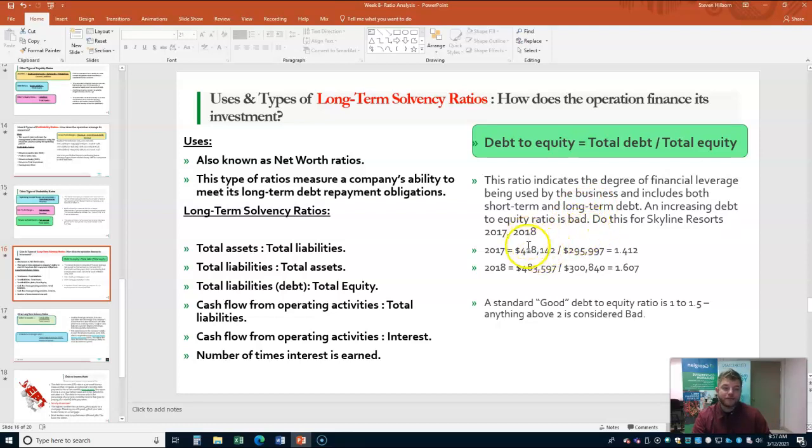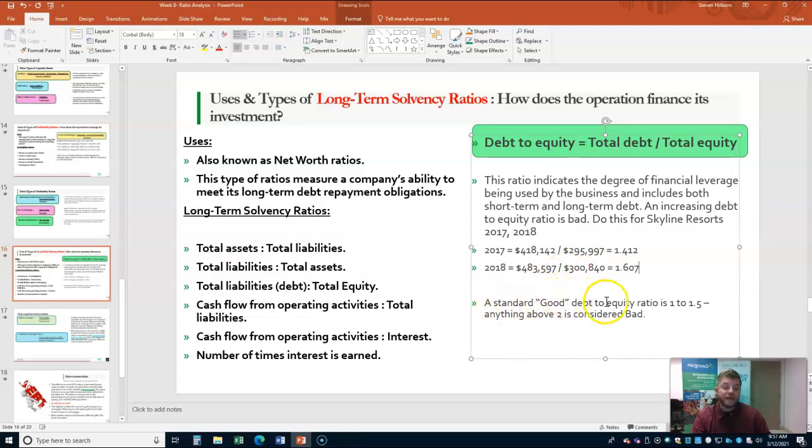So if we do it for Skyline Resorts, we know that in 2017 we have 1.412. And in 2018 we have 1.607. So we have an increasing debt to equity ratio from 2017 to 2018. We have more debt than we did the year before, compared to how much our company is worth. So this is how much debt that we had, and this is how much equity that our company was worth.